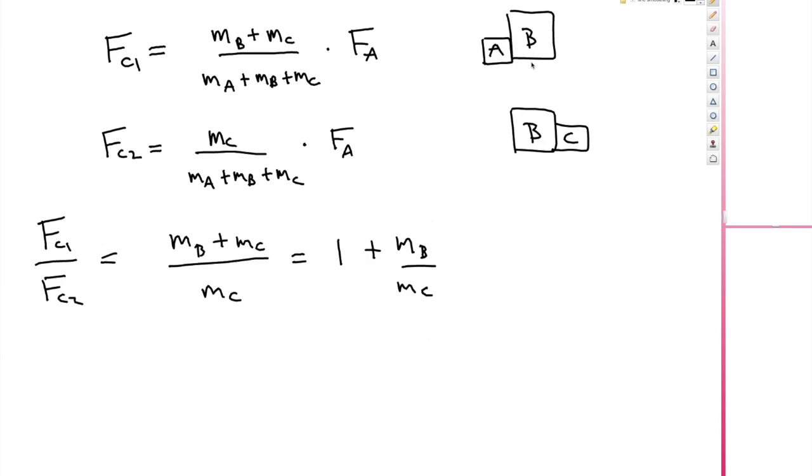Only in the limit, right? If block MB has zero mass or doesn't exist, or it's very, very small, in that limit, the forces are approximately equal to each other. But if you put any other number in there, you're going to see that the contact force FC1 is going to be greater than the contact force between the two final blocks here. Anyway, I just wanted to point that out.